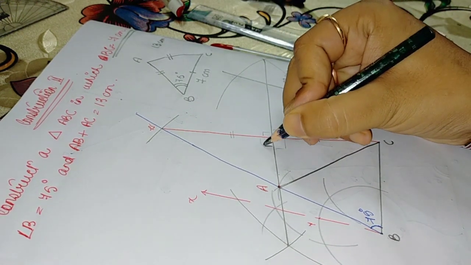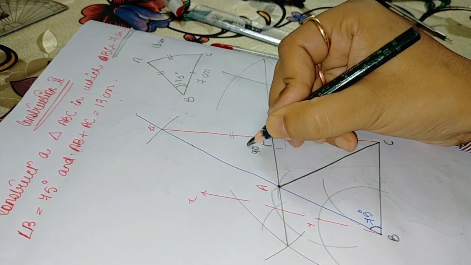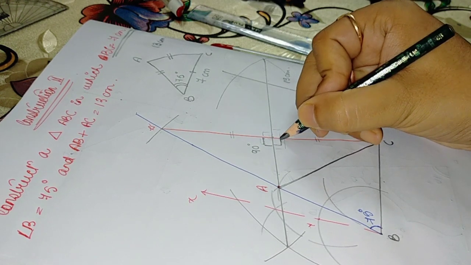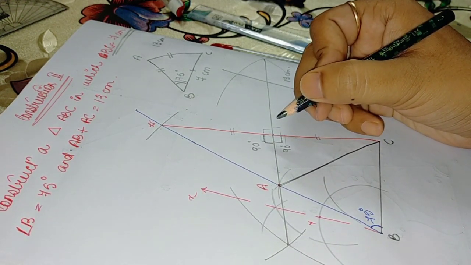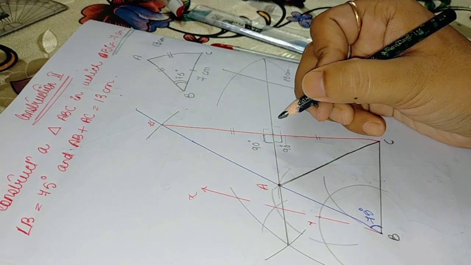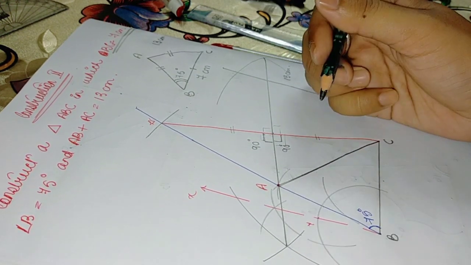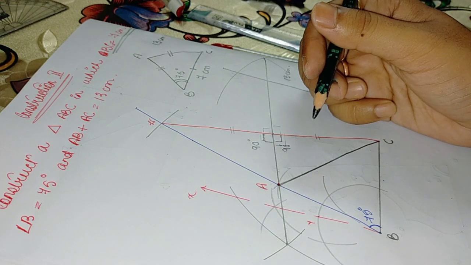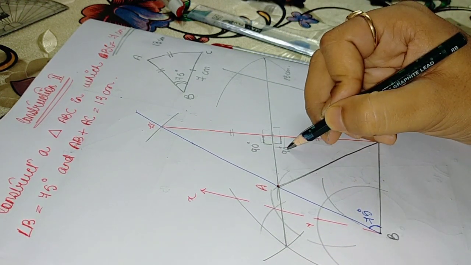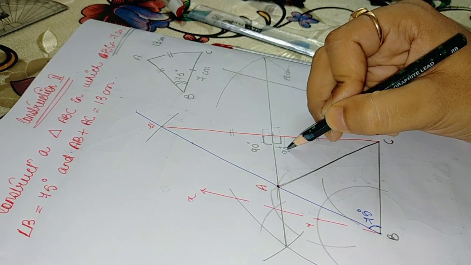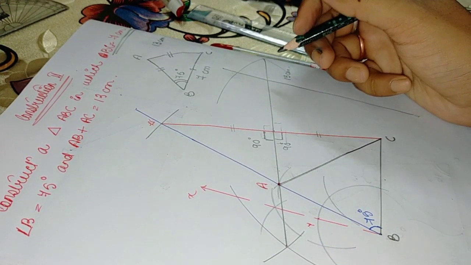Now I am saying that this particular angle is 90 degree. This is not part of your question. I'm just giving you the justification so that you understand why this plus this is equal to 13 centimeter. Okay, now this angle and this angle, both the angles are equal to 90 degree, isn't it? Because it is a perpendicular bisector.